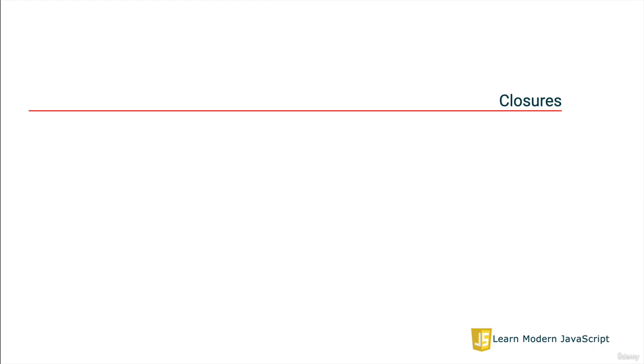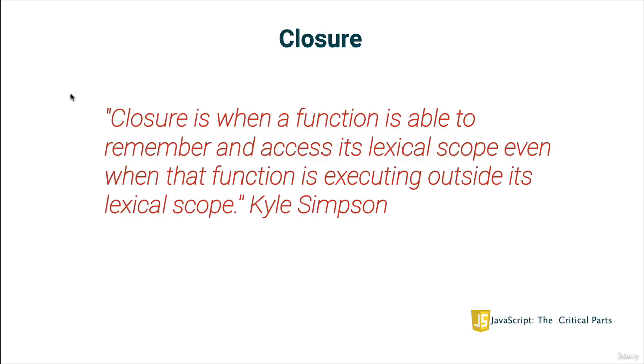So first, I want to look at a definition. This comes from Kyle Simpson. He states, closure is when a function is able to remember and access its lexical scope even when that function is executing outside its lexical scope. So variables and functions from its lexical scope are still accessible to a function, even if that lexical scope is not the currently executing environment.